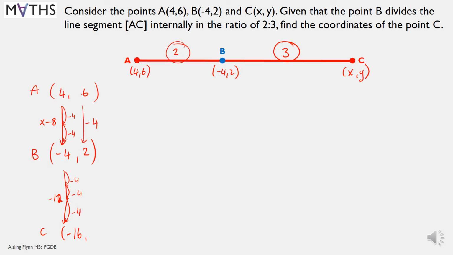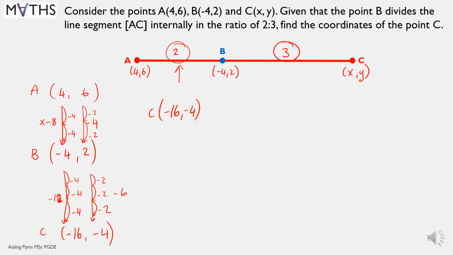So to get from 6 to -2 we drop down by 4. Now that was 2 steps in our ratio. So -2 and -2 repeated would give you -4 in total, and we have to do that 3 times now according to the ratio: -2, -2, -2 to get to point C. So from +2 we have to go down 6 in total, which leaves me at -4. So therefore I'm saying that point C is -16, -4.